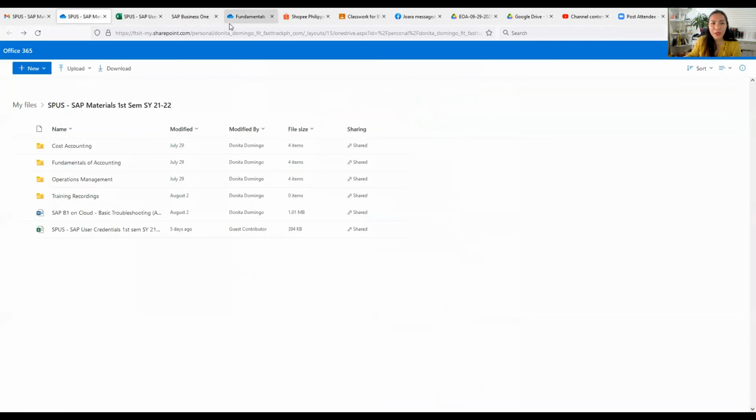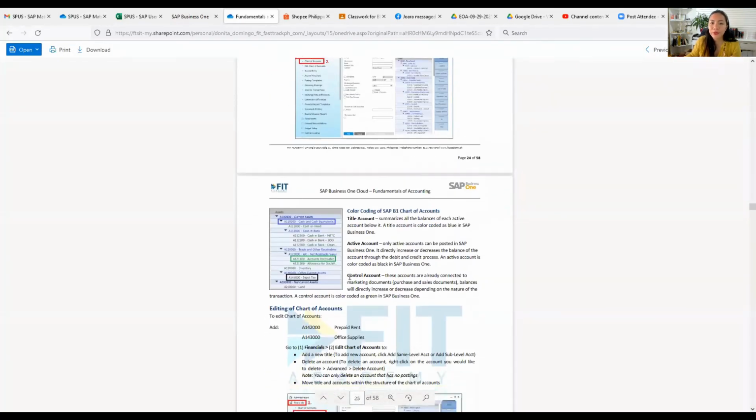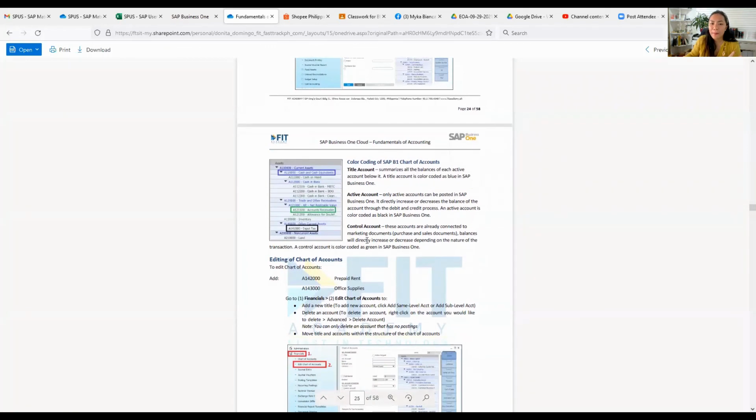So what's the next step? According to the next step, it says, okay, color coding of the SAP B1 chart of accounts. A title account summarizes all the balances of each active account below it. A title account is color-coded as blue in SAP Business One. Active account: only active accounts can be posted to in SAP Business One. It directly increases or decreases the balance of the account through the debit and credit process. An active account is color-coded as black in SAP Business One. So if it's black, it's an active account, which directly increases or decreases the balance of the account through the debit and credit processes.